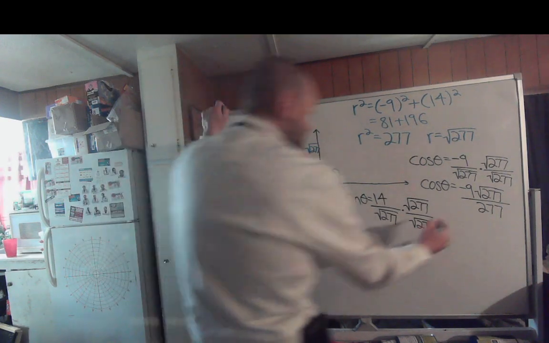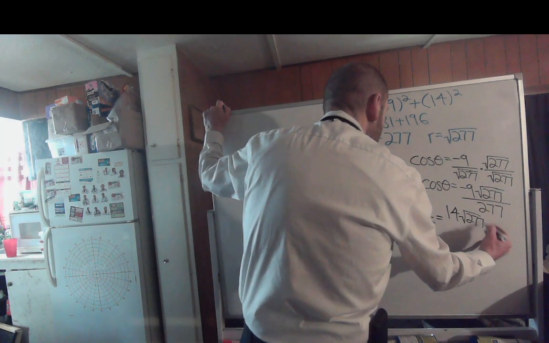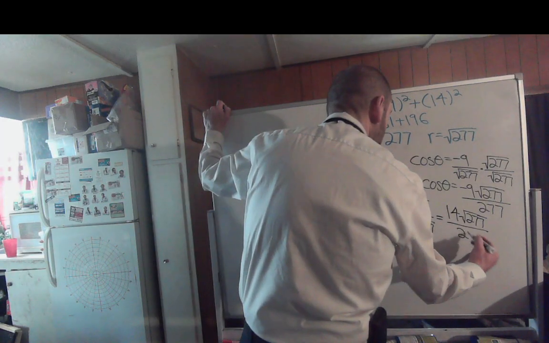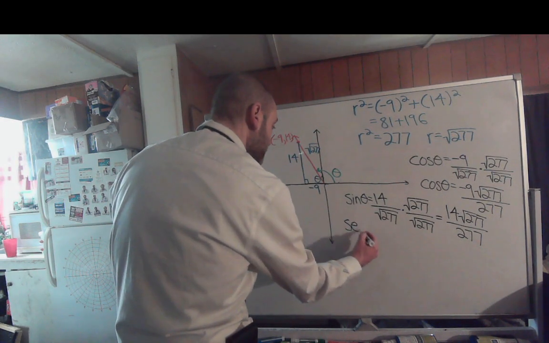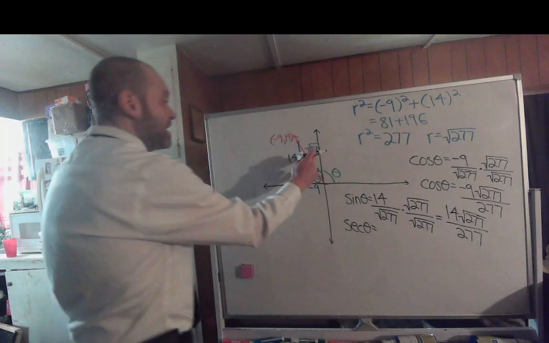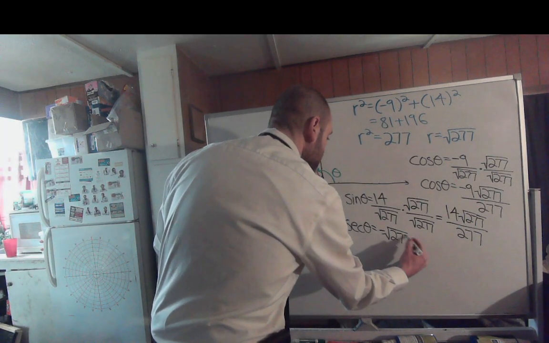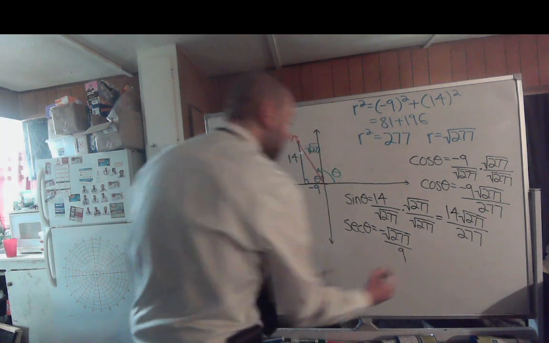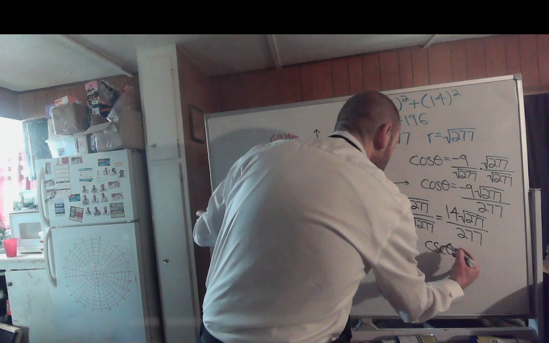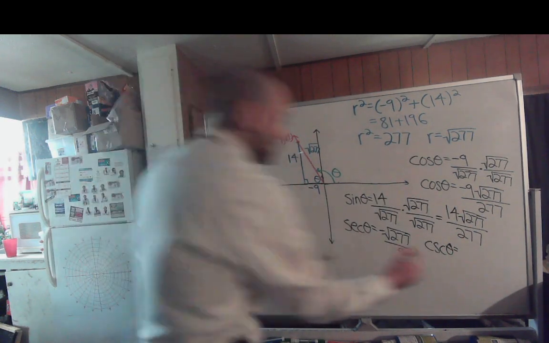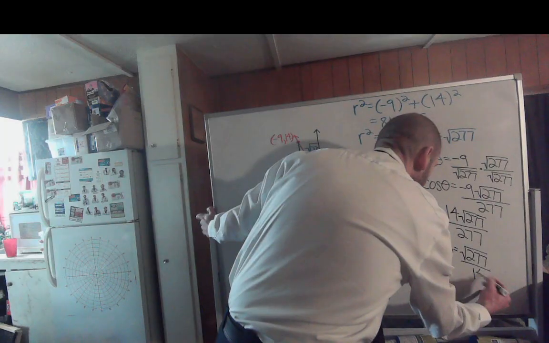Which then means that your sine of theta is 14 times the square root of 277 all over 277. Alright, now let's go ahead and find the secant of theta, which we know is hypotenuse over adjacent, so that would be negative of the square root of 277 over 9. Let's find the cosecant of theta, which we know is hypotenuse over opposite, so that'd be the square root of 277 all over 14.